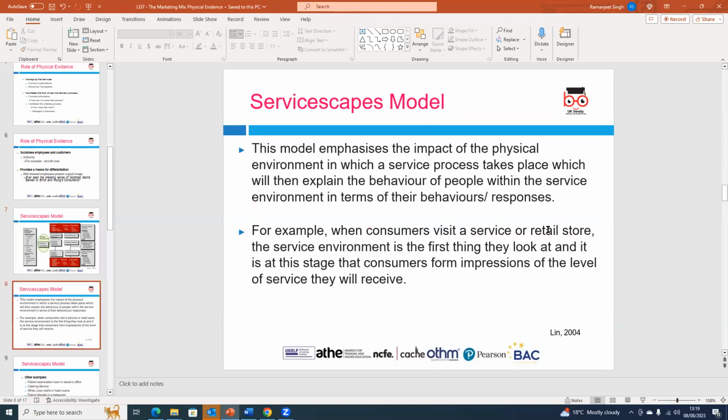And you can see what they're doing. So what I'm saying is that the servicescapes model looks at the impact of the physical environment on the service process, in terms of the consumer visiting the place: how the place looks, how the people behave, how the people look, what the impression of the organization is, and what the impression of the service they will get is.